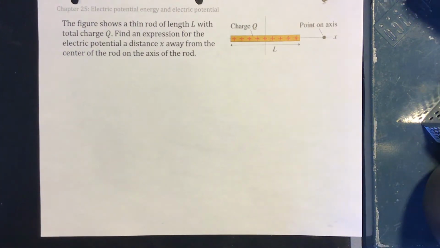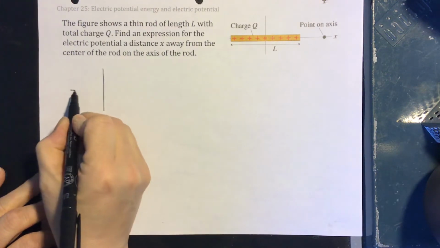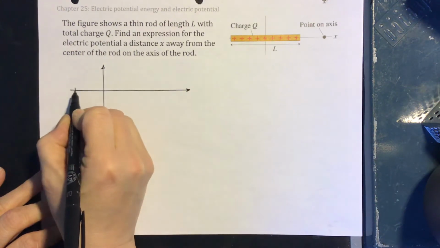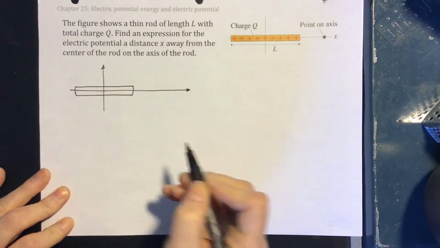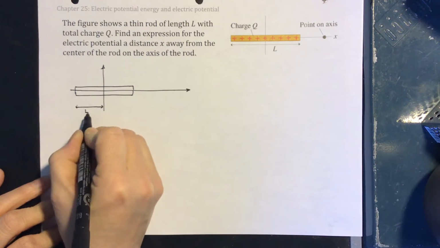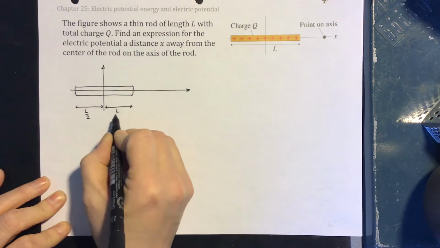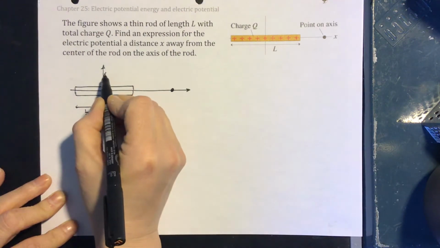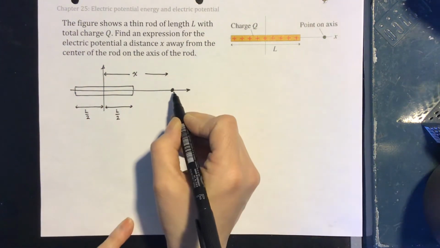So let's just do another quick sketch. There's our y-axis, there's our x-axis, here's our rod. The total length of the rod is L. That means the distance from here to here is 1/2 of L, and the distance from here to here is 1/2 of L. And the distance between our origin and our point is called x. We're trying to find an expression for the total potential right here at this point.